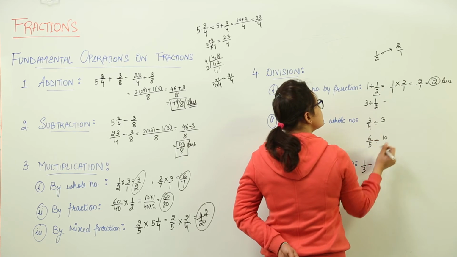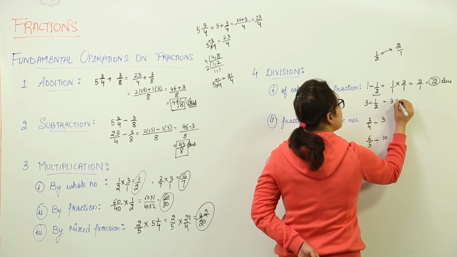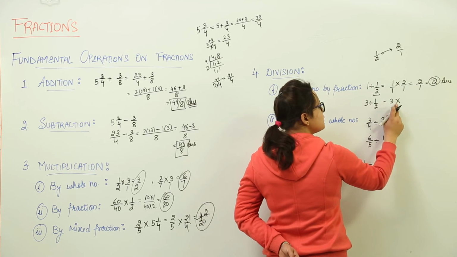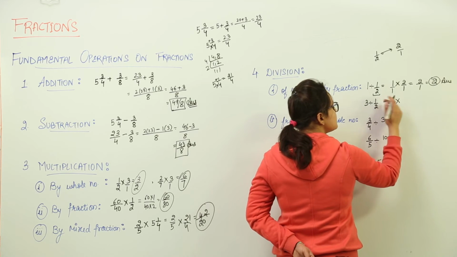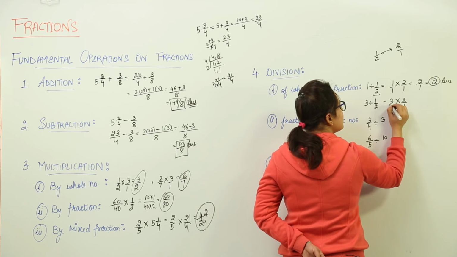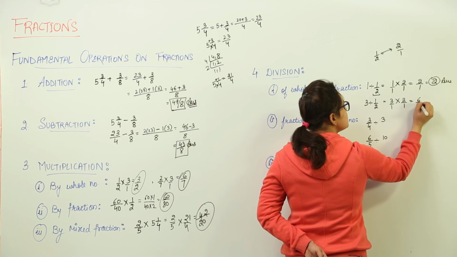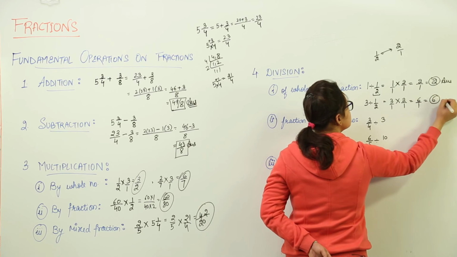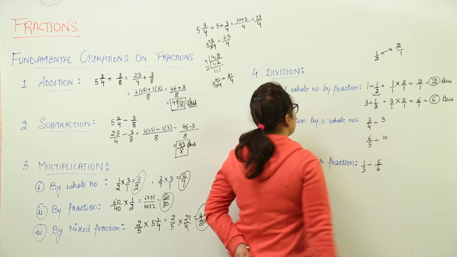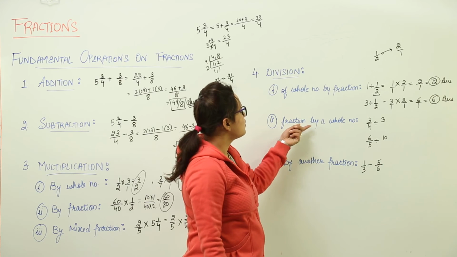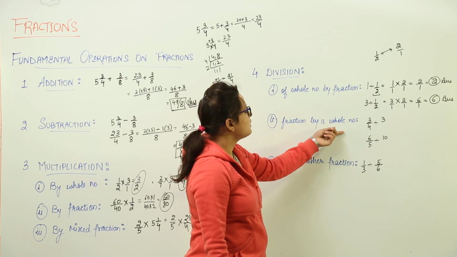Similarly, let's do the next one. Here we have 3 divided with, which gets converted to multiplication. 1 by 2 gets reciprocated to 2 by 1. On multiplying we get 6 by 1, that is 6. Now divide the fraction by a whole number.